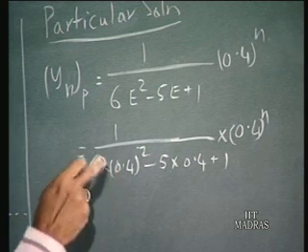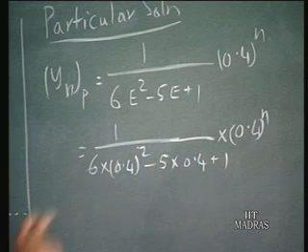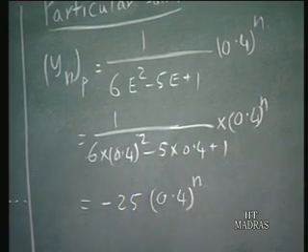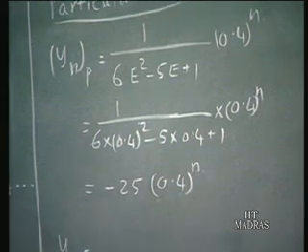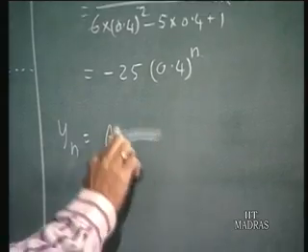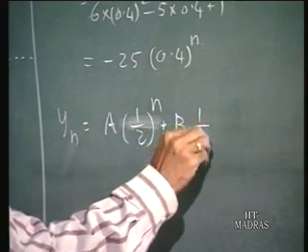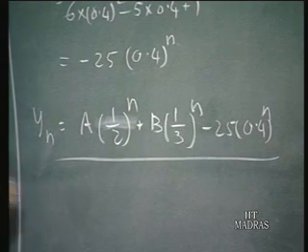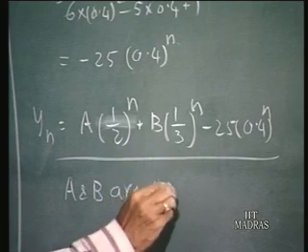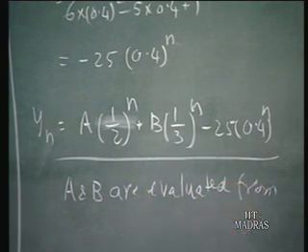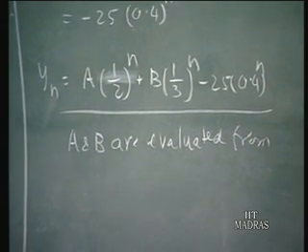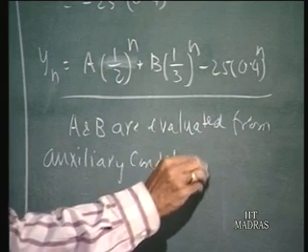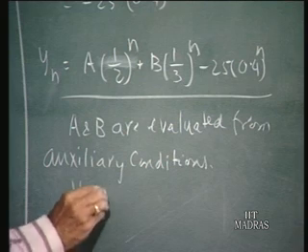So substituting, this is 1.6. Therefore, this becomes 1 over 0.96 minus 2 plus 1, which will turn out to be minus 25 times 0.4 to the n, which would then give the total solution for yn equals the complementary solution, a times 0.5 to the n, plus b times 1/3 to the n, minus 25 times 0.4 to the n. So this is the complete solution, and a and b are to be evaluated from the so-called initial conditions. In the case of differential equations, here we say auxiliary conditions, which are similar to initial conditions. Usually, say y0 and y1 may be prescribed.